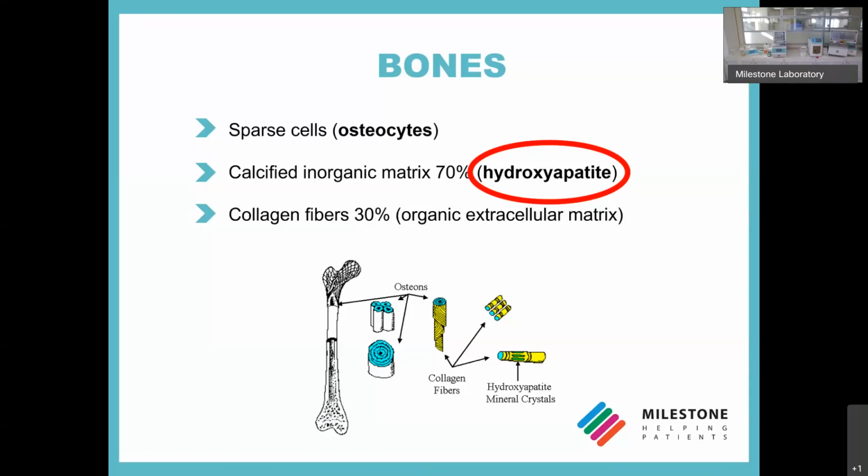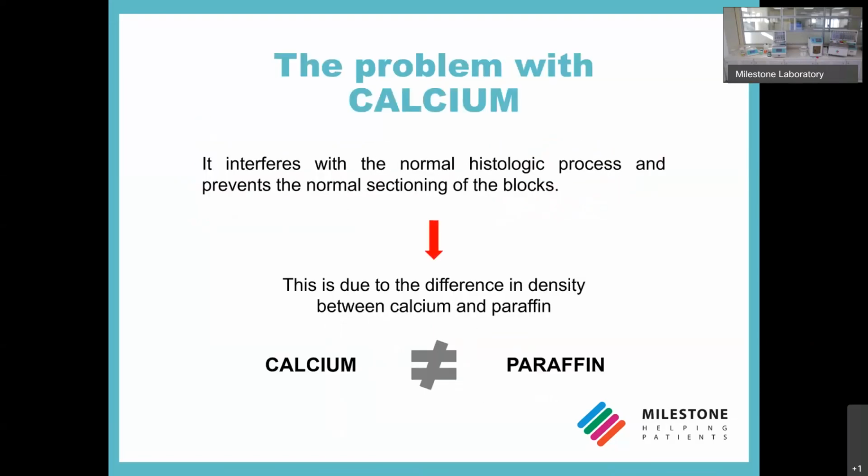Calcium, in the form of hydroxyapatite crystals, is located between the fibrous elements, and during the decalcification, we need to dissolve these crystals. Calcium interferes with the normal histologic process and prevents the normal sectioning of the blocks at the microtome. This is due to the difference in density between the calcium and the paraffin.